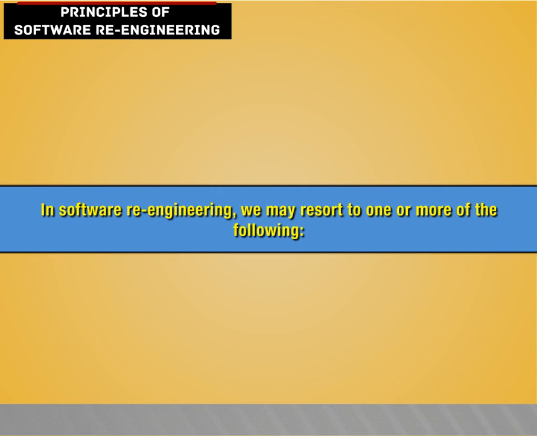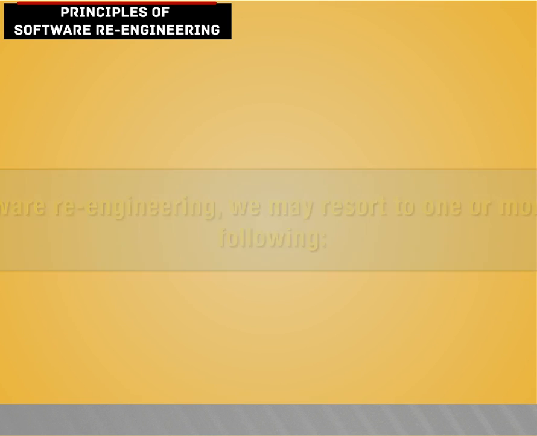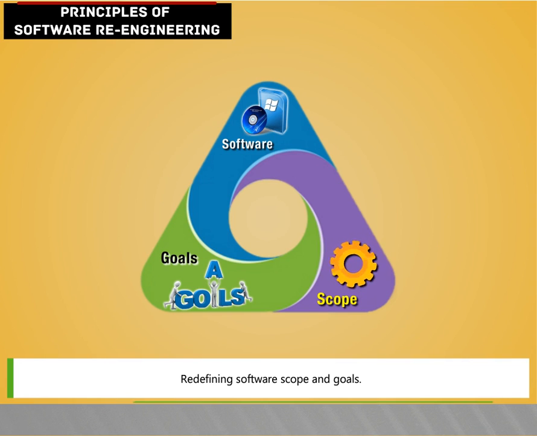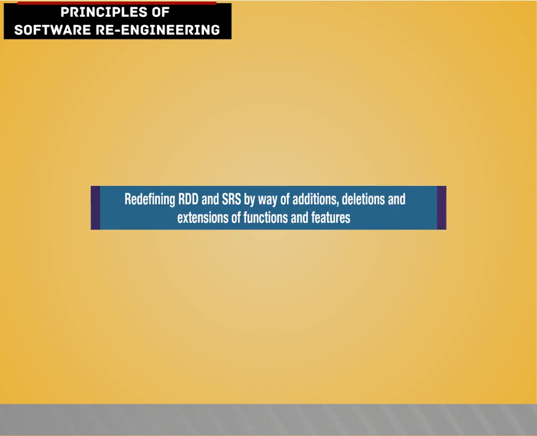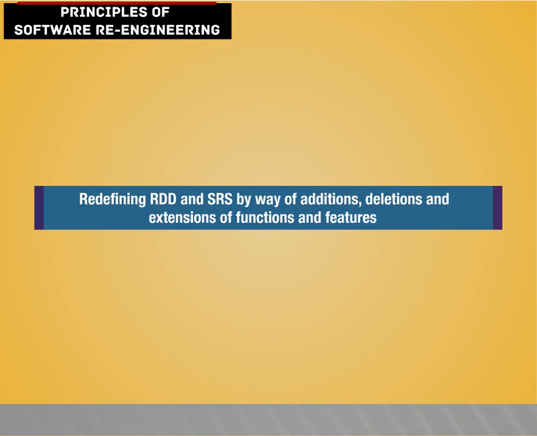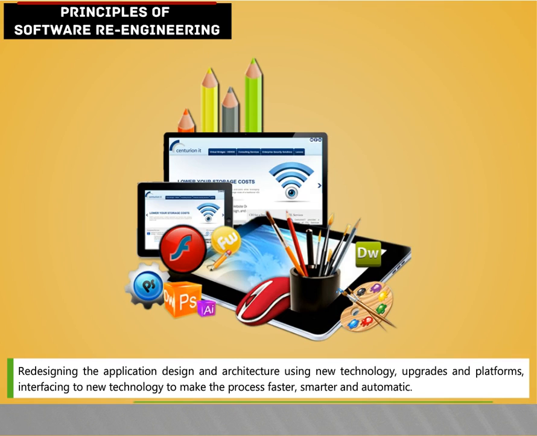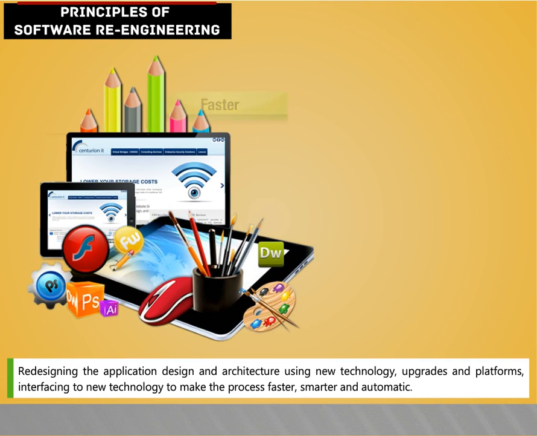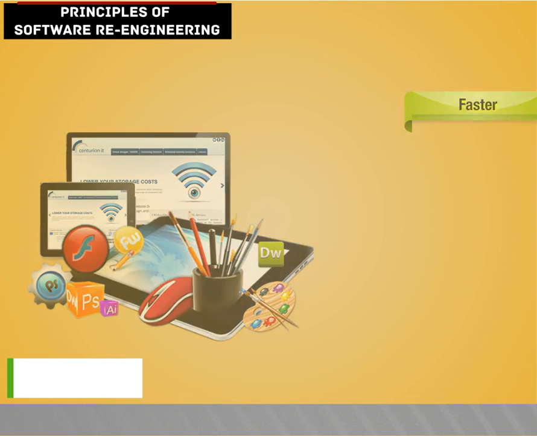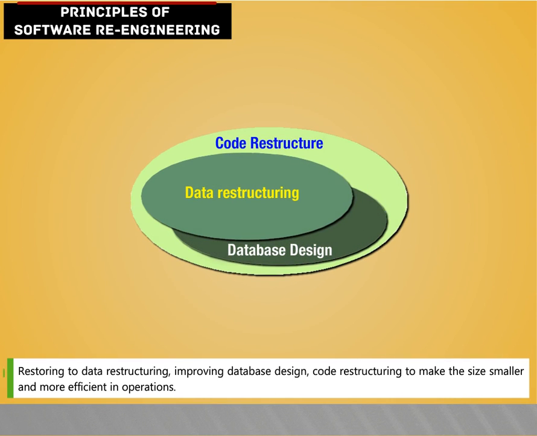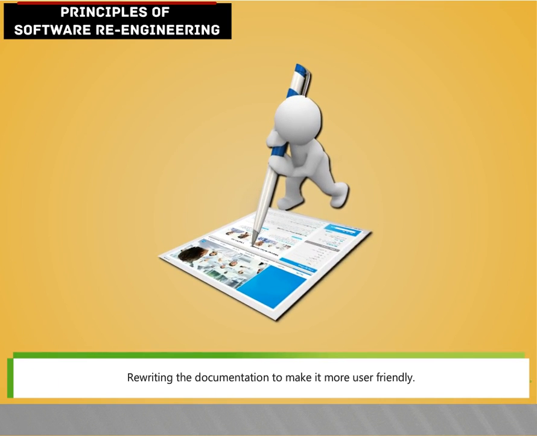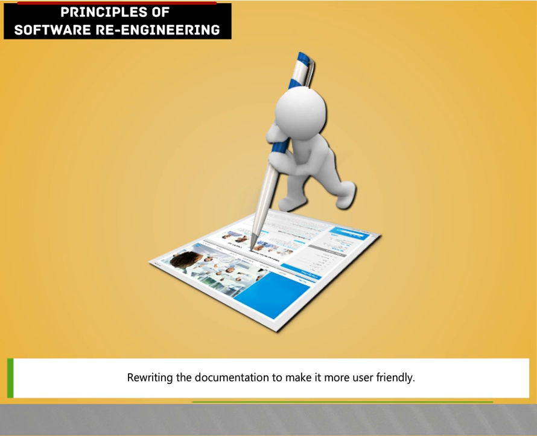In software re-engineering, we may resort to one or more of the following. Redefining software scope and goals. Redefining RDD and SRS by way of additions, deletions, and extensions of functions and features. Redesigning the application design and architecture using new technology, upgrades, and platforms, interfacing to new technology to make the process faster, smarter, and automatic. Resorting to data restructuring, improving database design, code restructuring to make the size smaller and more efficient in operations. Rewriting the documentation to make it more user-friendly.